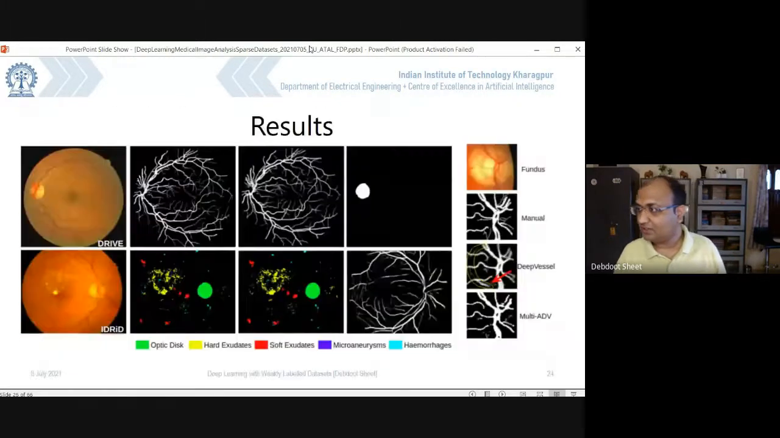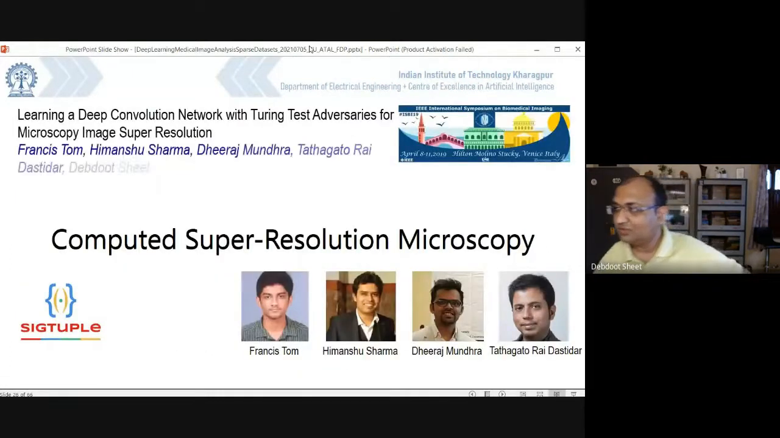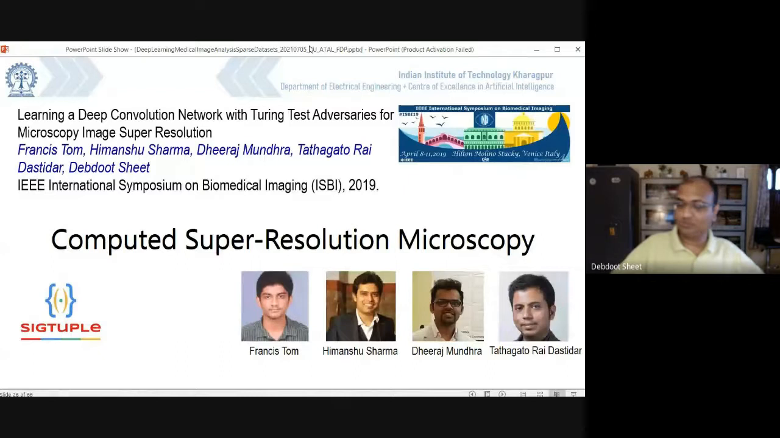So that's where I would stop with this one. Next, I would come to how we did super resolution microscopy in the presence of weakly labeled data and with very weak examples available. That's something I will take after the lunch break, so we resume at 2:30 if I am sure about it.